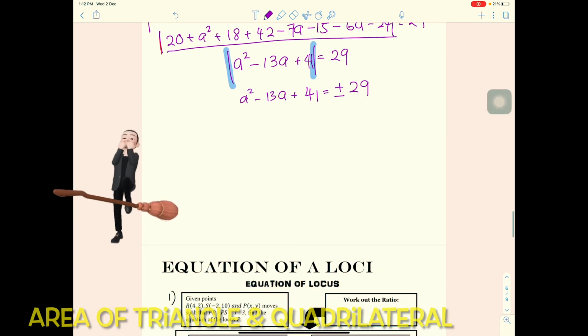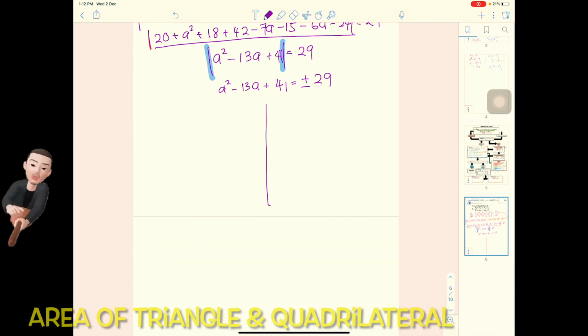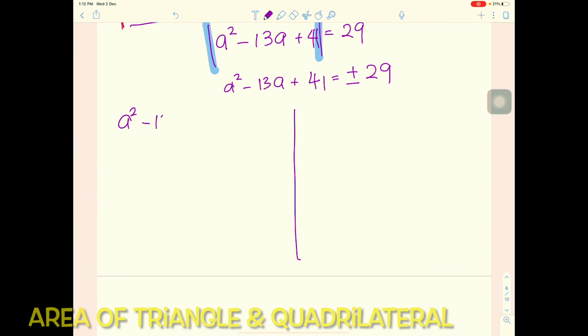And then divide into 2 cases. So A squared minus 13A plus 41 equals positive 29, and the second one is A squared minus 13A plus 41, this is 41, equals negative 29.